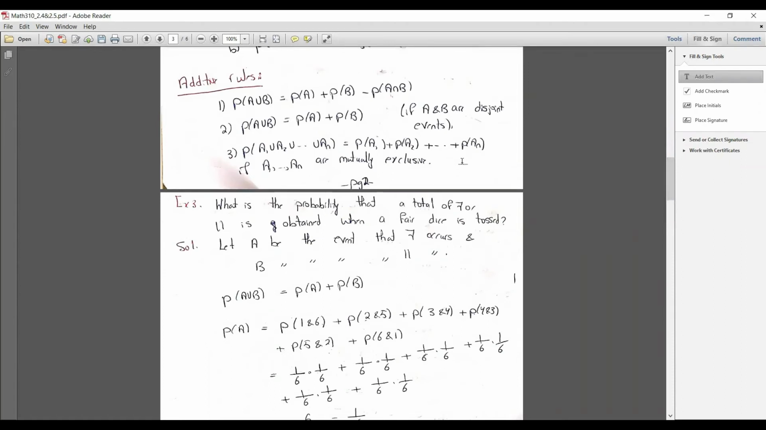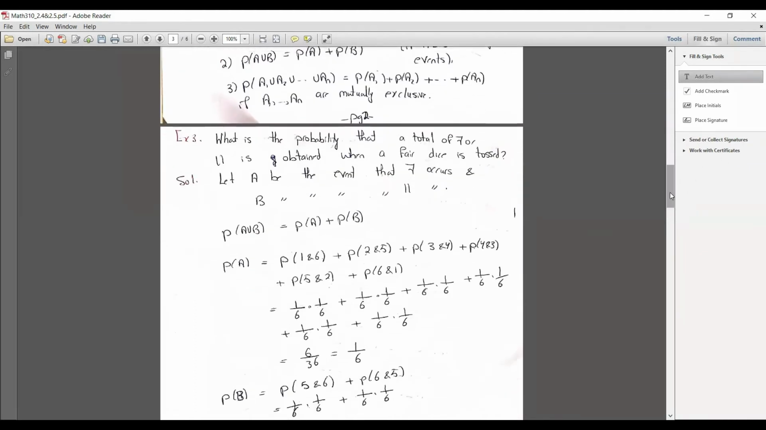So we're just going to add the probability of each of them. Okay, guys, let's solve an exercise now. Here we are saying, what's the probability that a total of 7 or 11 is obtained when a fair dice is tossed? When we say a fair dice is tossed, it means that all faces have the same probability.